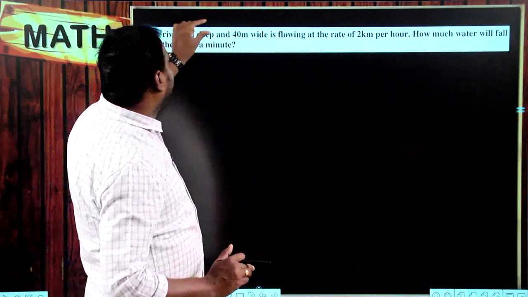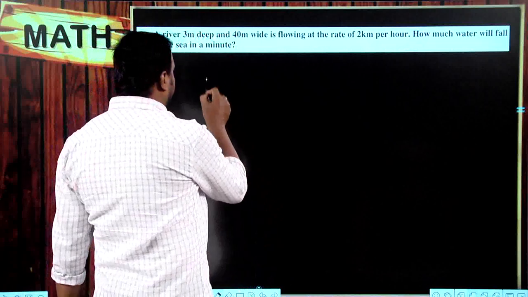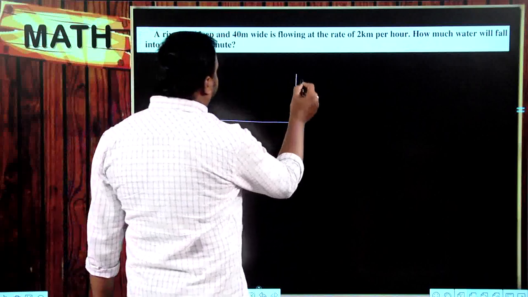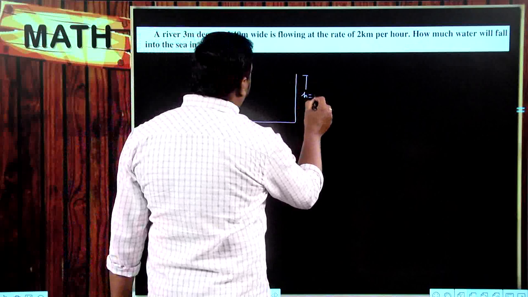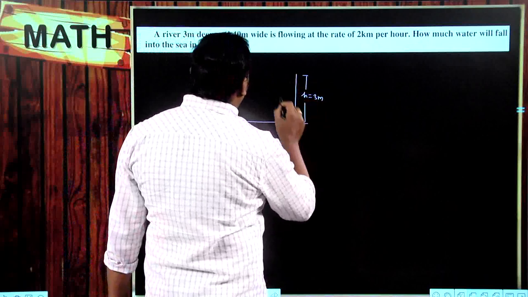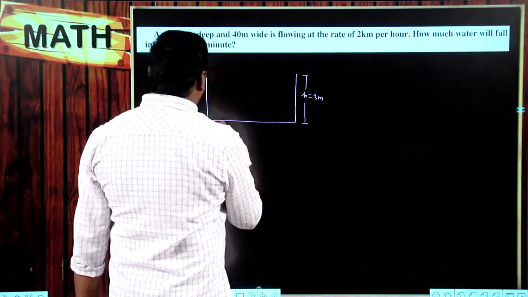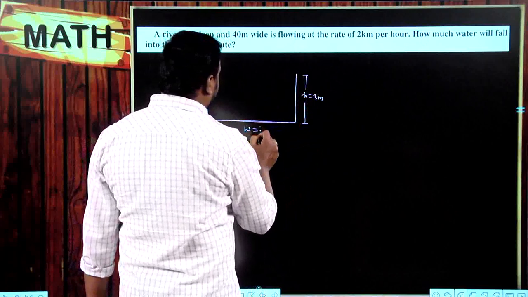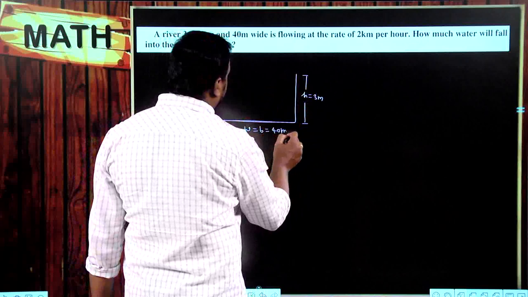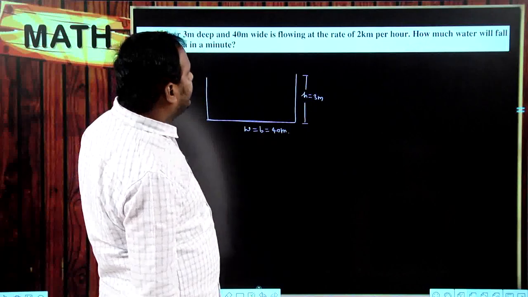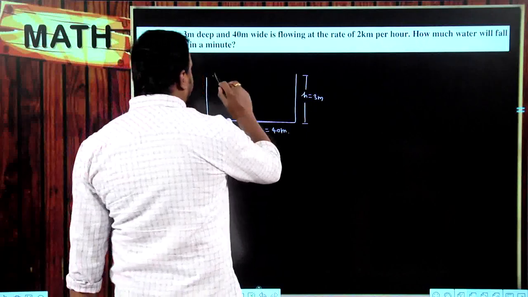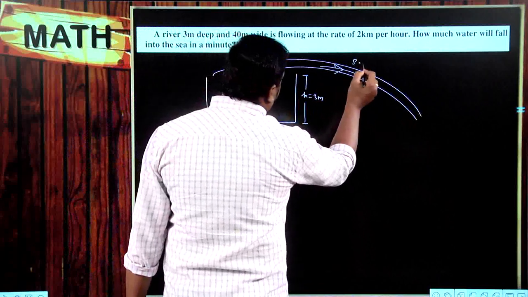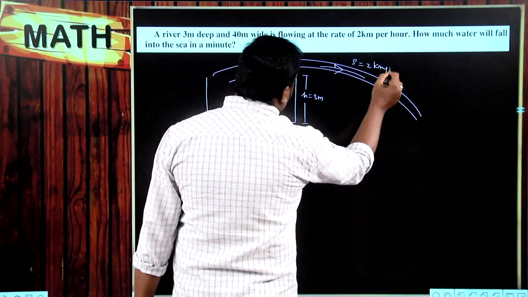See, a river 3 meters deep and, for example, this is the river. So, the river 3 meters deep means the height of the river is equal to 3 meters and 40 meters wide. So, width of the river is equal to 40 meters, or breadth of the river is equal to 40 meters. Okay, and it is flowing at the rate of 2 kilometers per hour. So, water is flowing at the rate of 2 kilometers per hour. So, this is the speed of the water, that is 2 kilometers per hour.